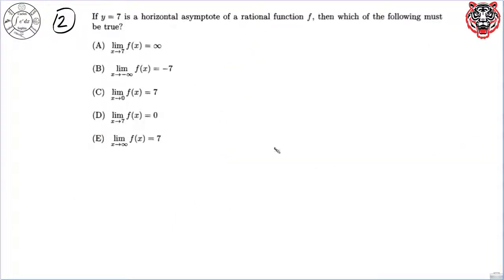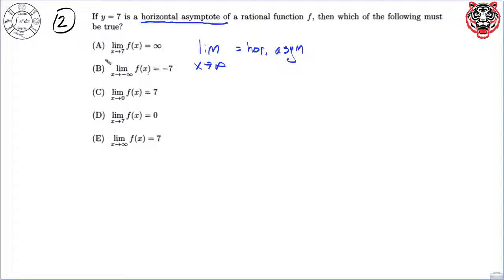Moving on to number 2. If y equals 7 is a horizontal asymptote, okay, which of the following must be true? So horizontal asymptote, that needs to be linked in our head. Horizontal, that needs to be linked with the limit as x goes to infinity. That's really the only thing that we need to memorize. It could be negative infinity also. It doesn't really matter. But it equals whatever the horizontal asymptote is.